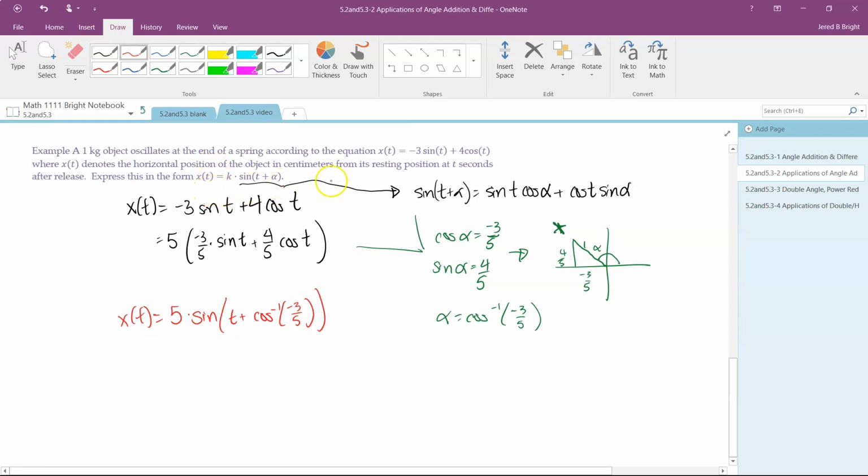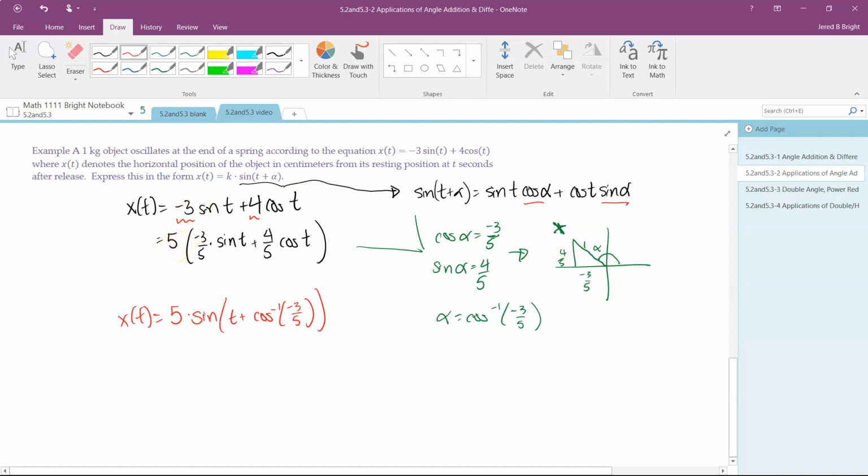But we know we want to express it in this form, so we want to take sine of t plus alpha, and if we were to write it out, it'd be sine of t cosine of alpha plus cosine of t sine of alpha, right? So then we want to look for that pattern in here, and we see that there's this 3 and this 4 that seem to match that cosine of alpha and sine of alpha. But again, cosine and sine can only put out values between 1 and -1 for their range, right? So I'm going to end up factoring out this 5.